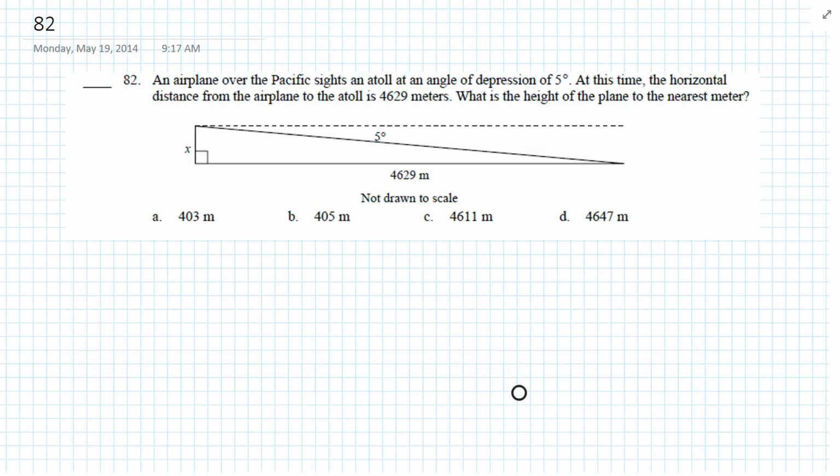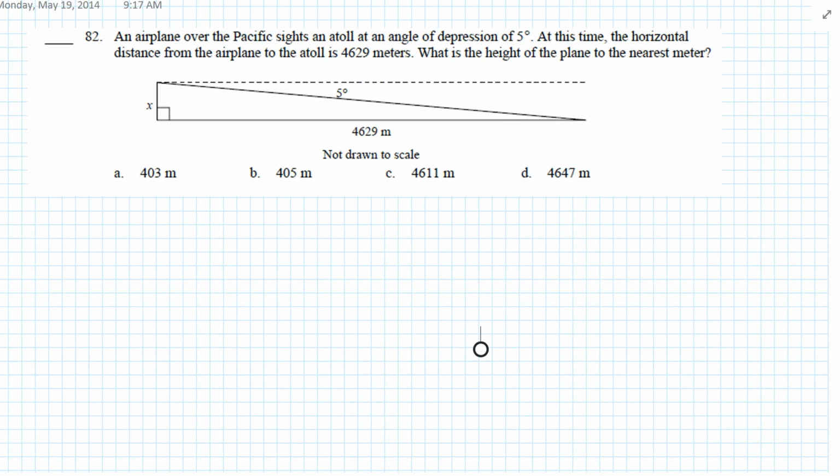82. An airplane over the Pacific sights an atoll at an angle of depression of 5 degrees. At this time, the horizontal distance of the plane to the atoll is 4,629 meters. What is the height of the plane?